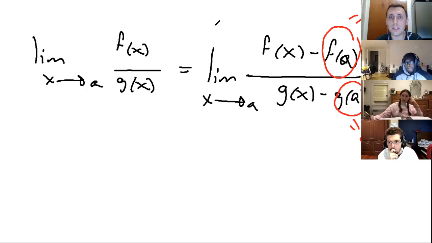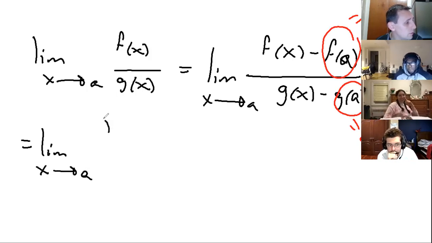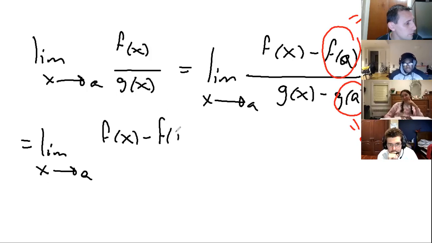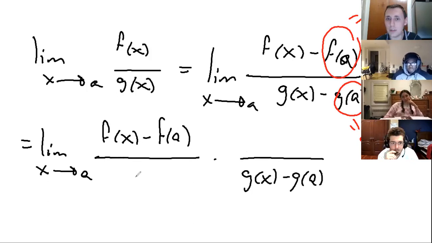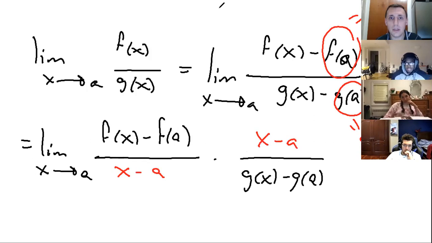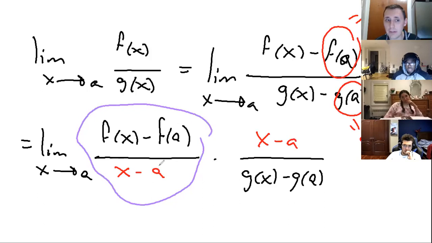Yes? Now, do you see that the numerator looks like the beginning of the derivative? So what I have is the limit where x goes to a of f of x minus f of a, multiplied by, here we have g of x minus g of a. What do I want to put on the denominator here? x minus a. And of course I put it over here, x minus a. What are you seeing now? What you see is that this expression is just the definition of the derivative of f at a. So that is f prime of a.